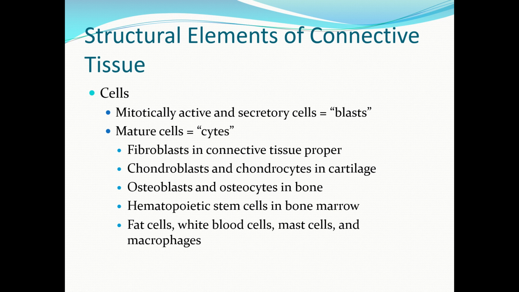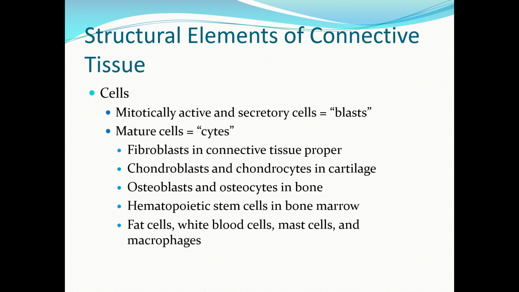The types of cells in connective tissue are going to be of two major types. If they are mitotically active and secreting fibers, they are called blasts. If they are a mature cell, they are called a cyte. So fibroblasts will be common in connective tissue proper and will be secreting a lot of collagen. Chondroblasts will be secreting cartilage, and chondrocytes will be the mature cells of cartilage. Osteoblasts will be secreting bone, and osteocytes are the mature bone cells.